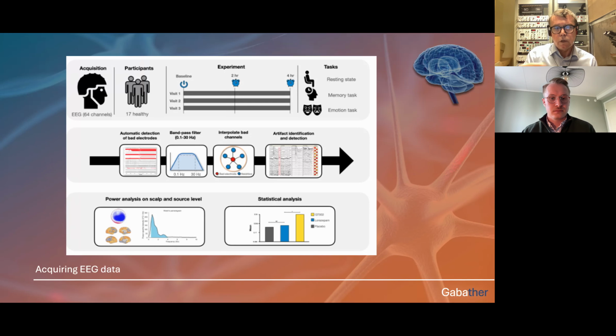Long story short, the top row, you see how this is done with the patients going in. The middle row is then the huge amount of data analysis and literally data cleaning that you have to do. And the bottom row is then finally you end up with an analysis.